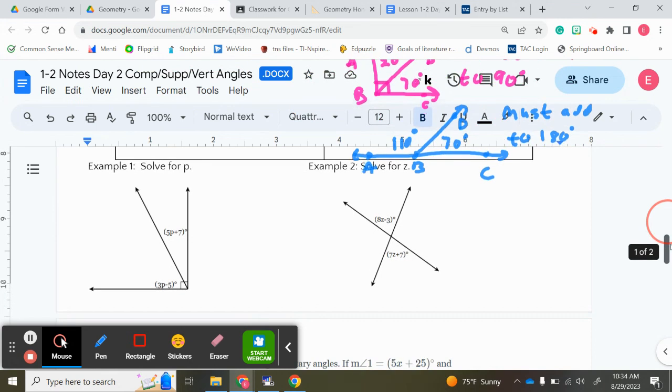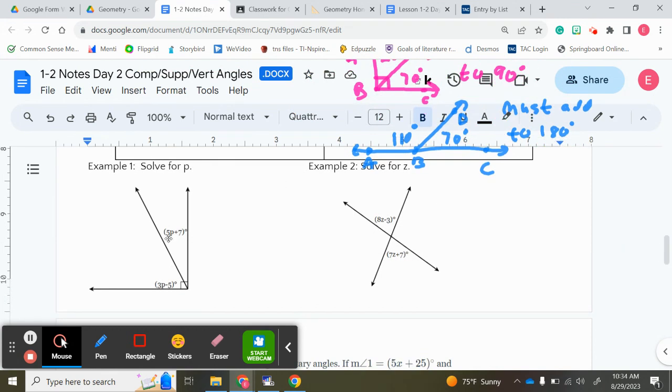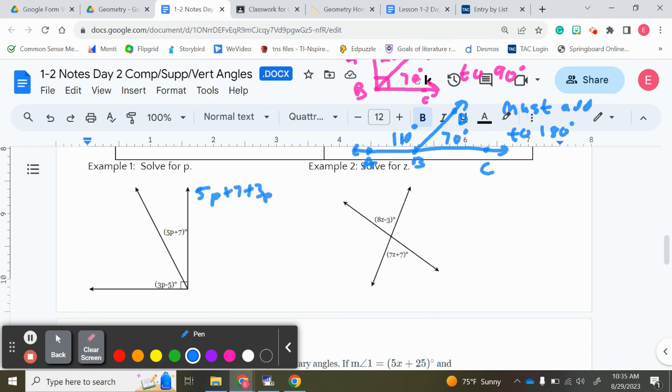So we have solve for P. 5P plus 7, and then we have 3P minus 5, and we have this little square here. So these two have to add up to what? Who can tell me? Yep, 90 degrees. So if they're adding up to 90 degrees, I'm going to set this up as 5P plus 7 plus 3P minus 5 equals 90 degrees.